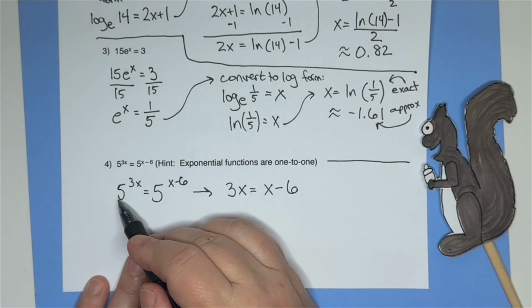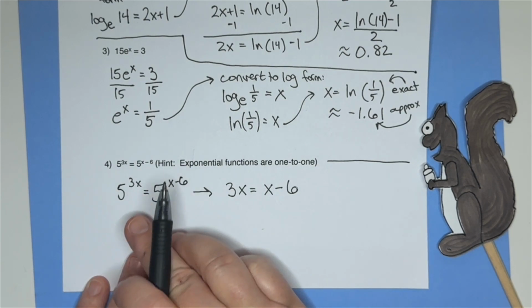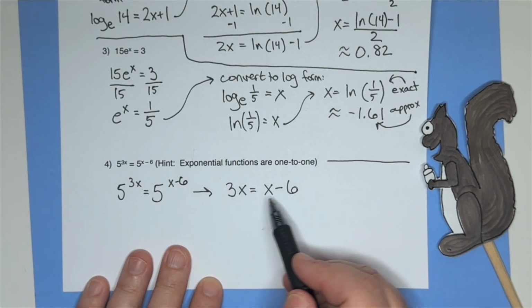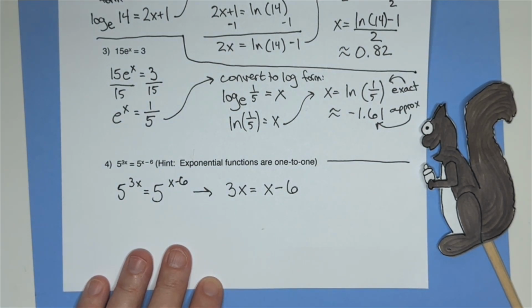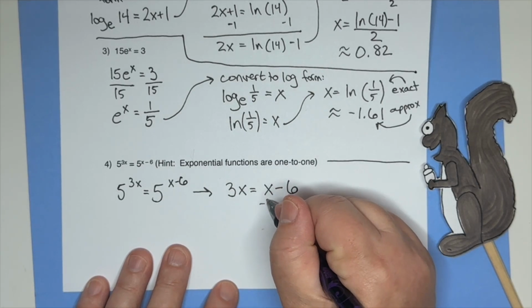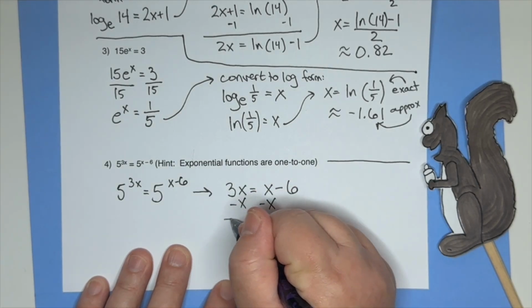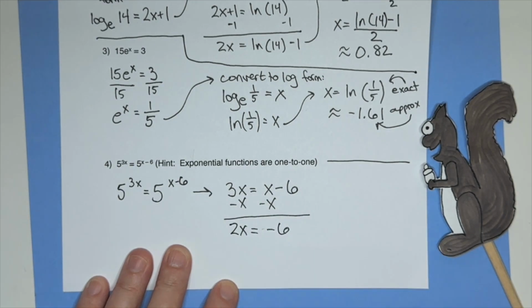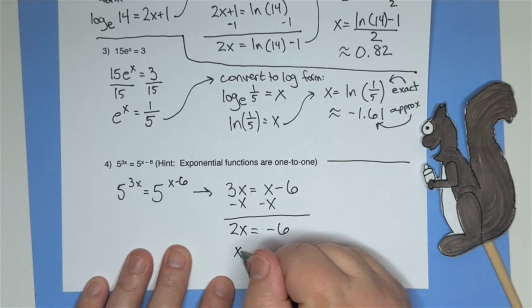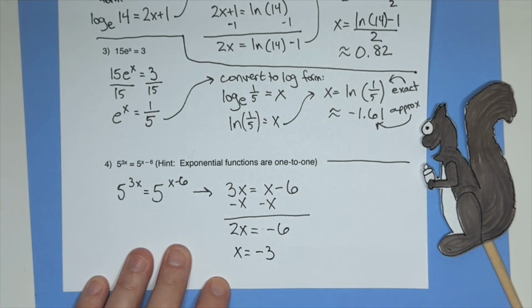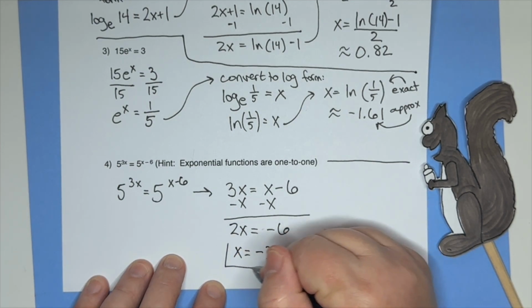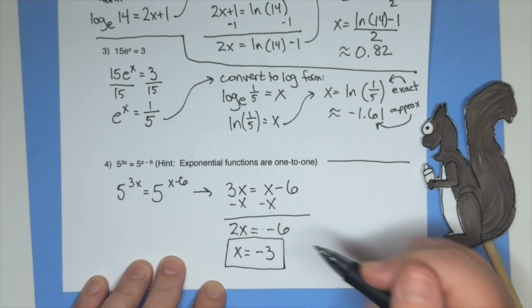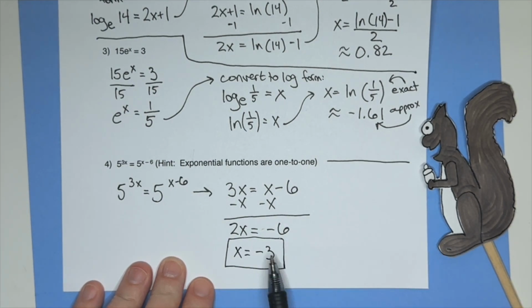So if the bases are the same and the whole expressions are the same, the exponents have to match up. They just have to. In which case, I subtract x from both sides. I get 2x equals negative 6, or x equals negative 3. And this one, the exact and the approximation are the same. Woohoo! And let's double check that.